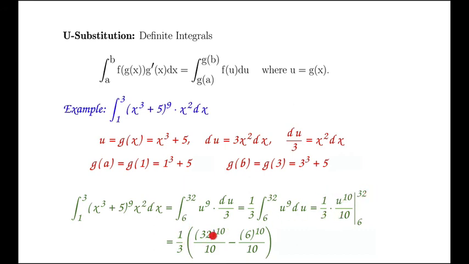We put in 32 for u, 32 to the 10th. We put in 6 for u, 6 to the 10th. Each of them divided by 10, with a subtraction in between. And that's the answer. And if you really wanted to simplify that, you could simplify it to this, if you wanted to do enough arithmetic.